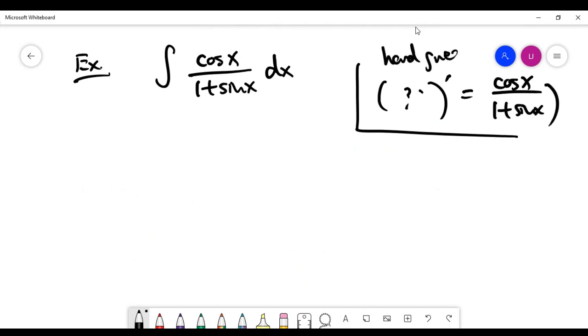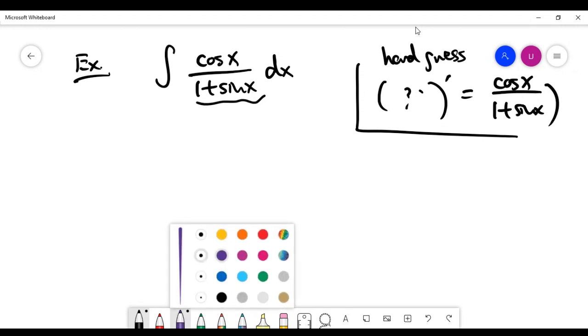It's a hard guess. So let's drop this approach. I mean, we don't have any power rule or other rules to help us find this answer. And let's rely on the substitution method. Sometimes you have to try your luck.